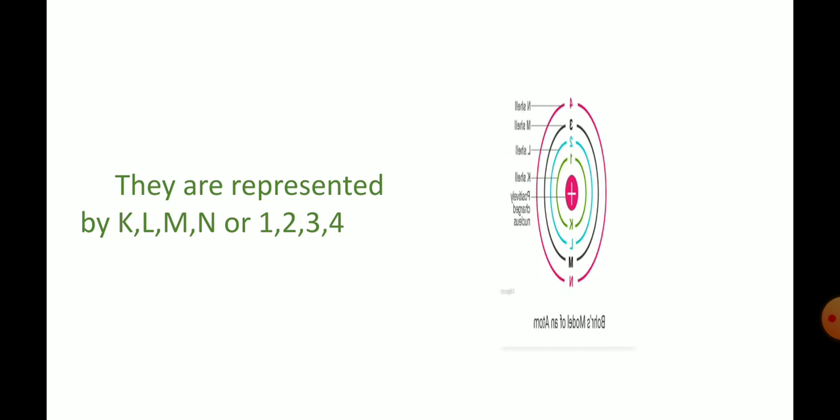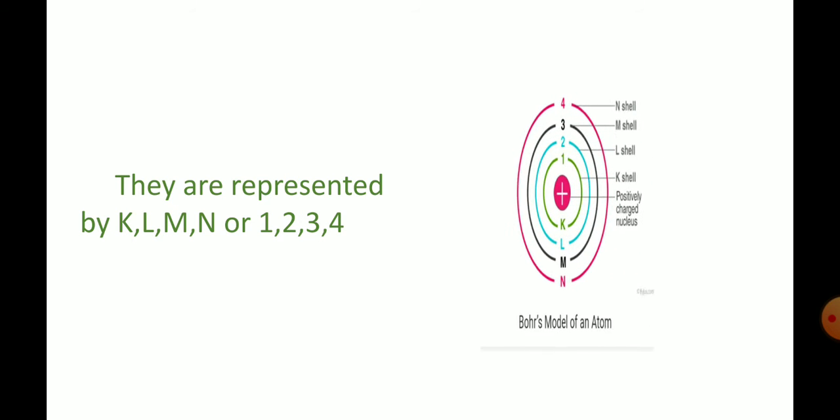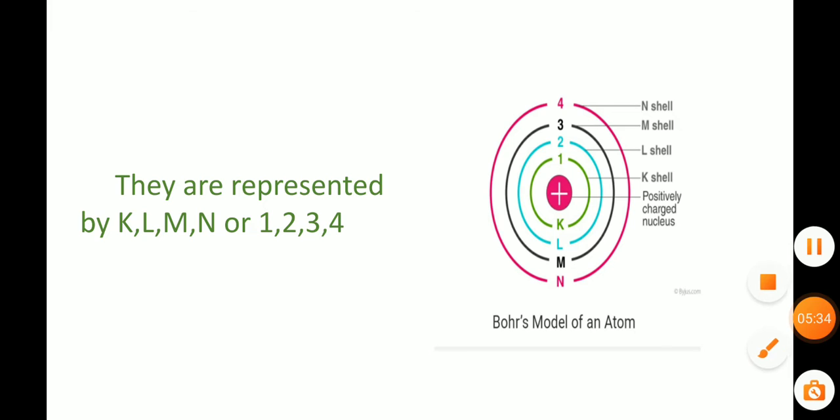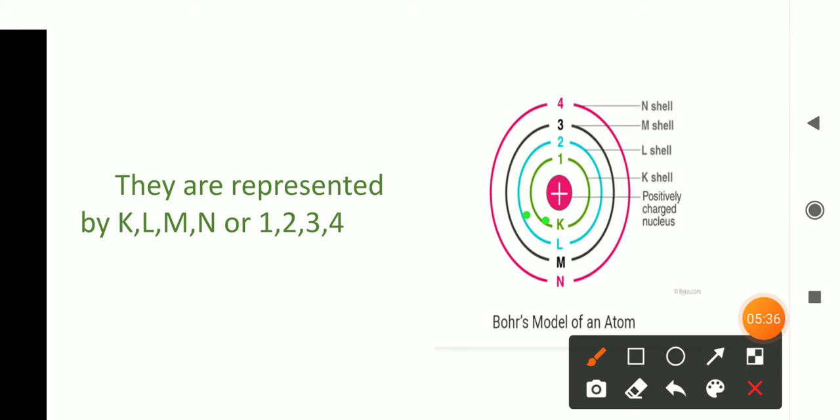Look here, the same picture I have taken again to illustrate the representation. This is the first shell, and here the symbol K is written along with 1. So the first shell can be called either the K shell or the first energy level. The second shell can be called the L shell or the second energy level. Likewise, the successive shells can be represented as M, N, or 3, 4. Then the next postulate. It's a very important one.